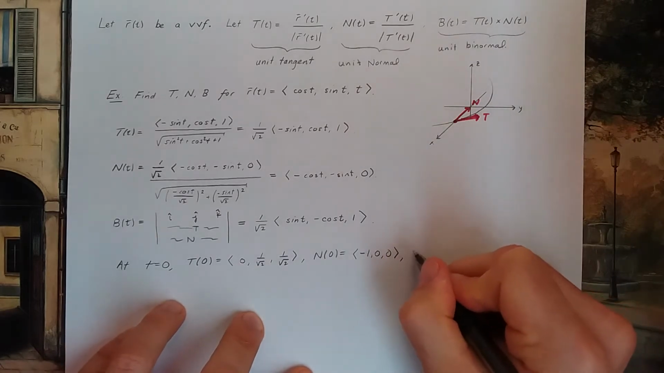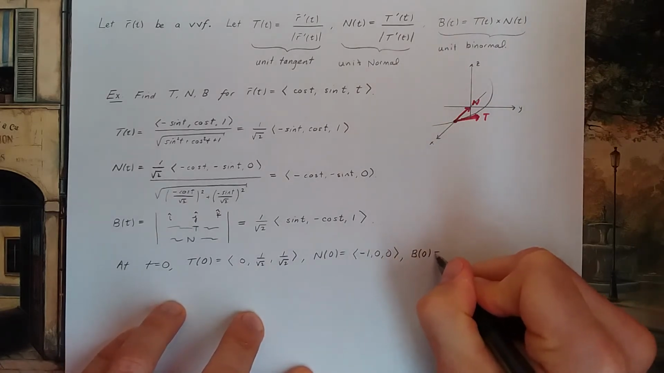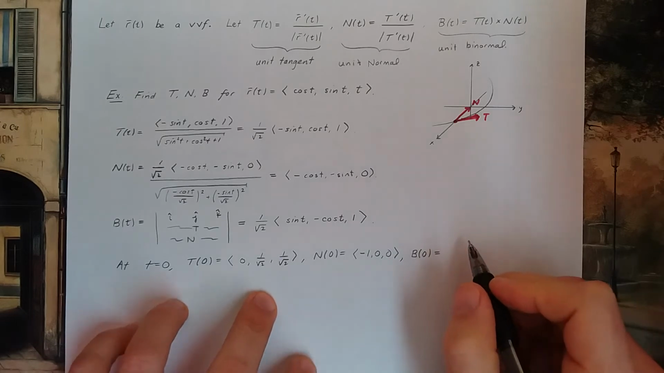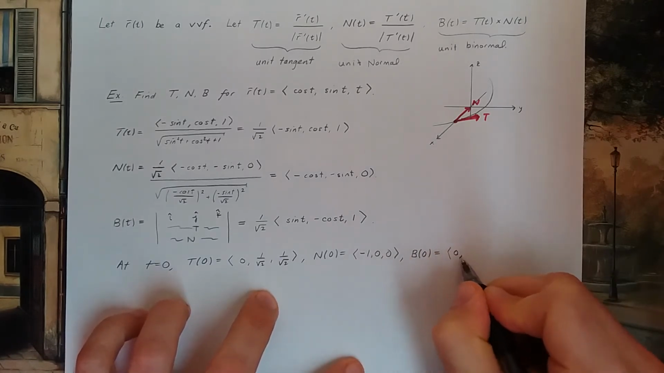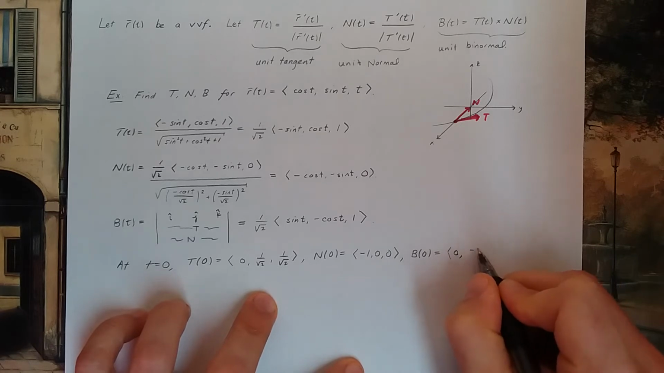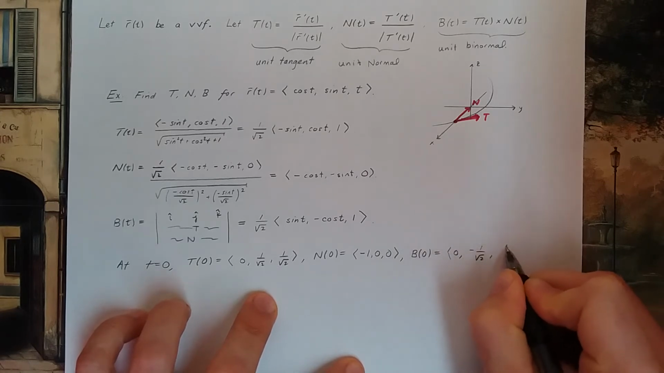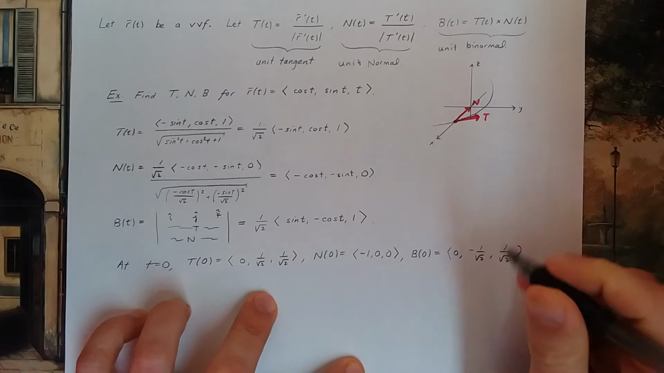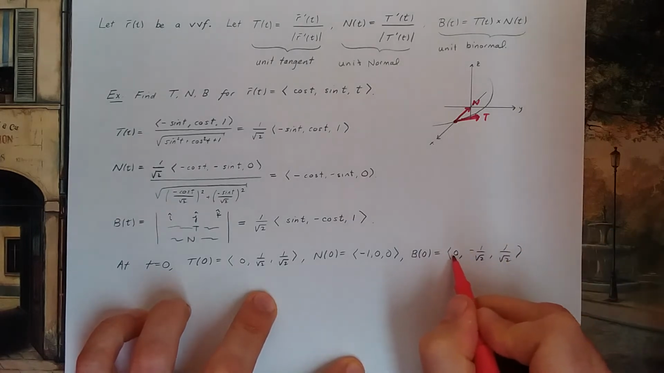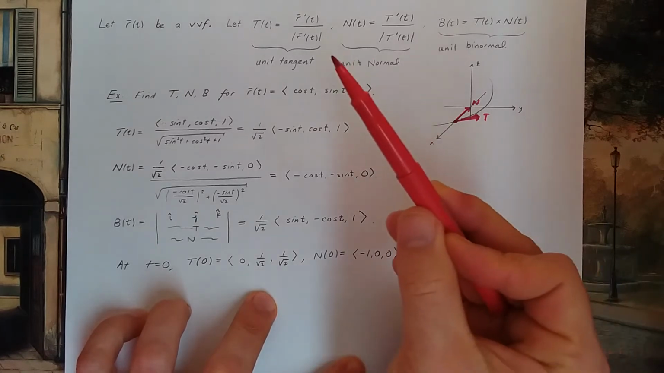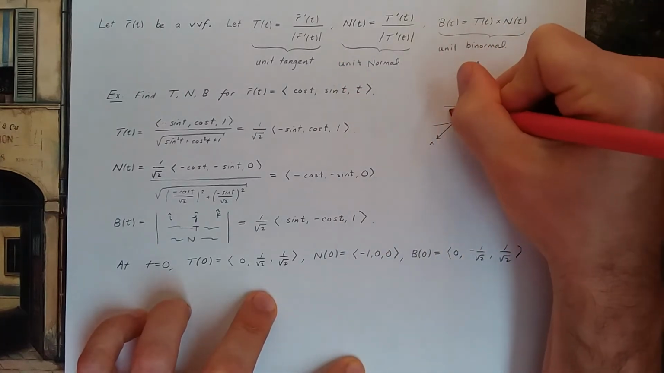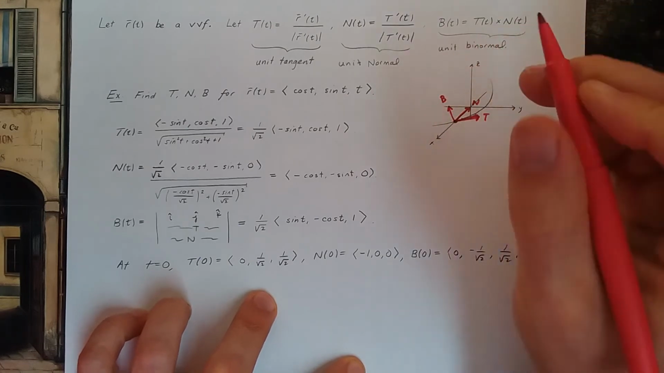And the unit binormal vector, b, is equal to, let's see here, 0, negative 1 over the square root of 2, and 1 over the square root of 2. So it's going no component in the x direction, but it's going in the negative y direction and up. So there's my unit binormal vector.